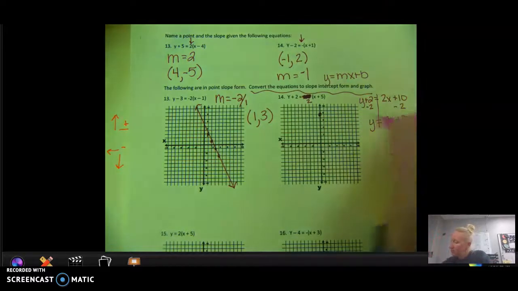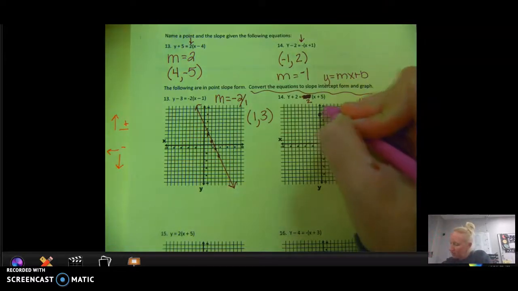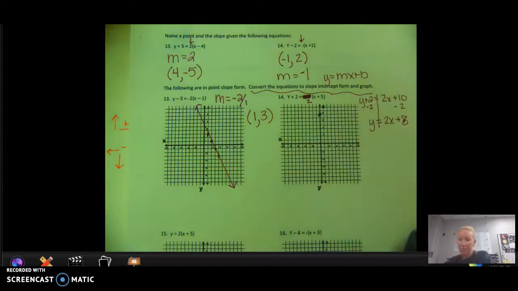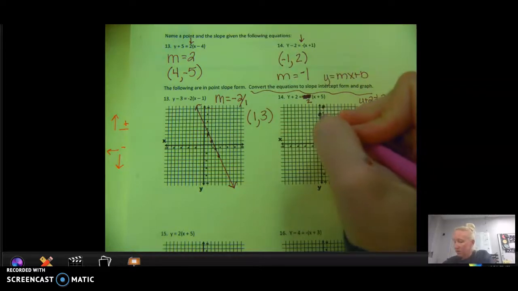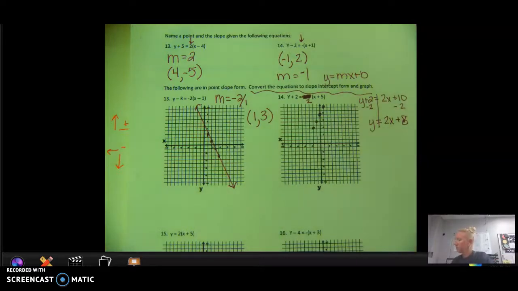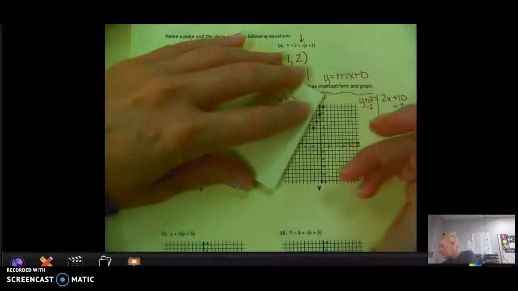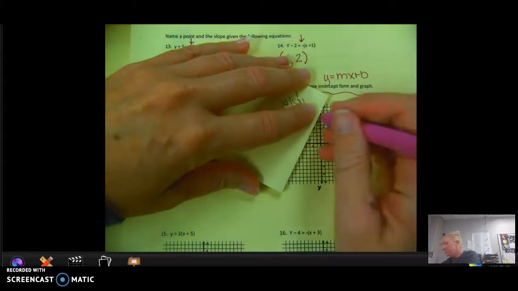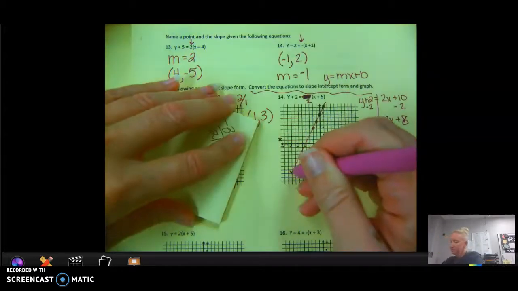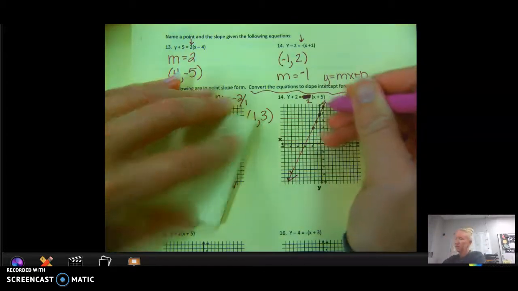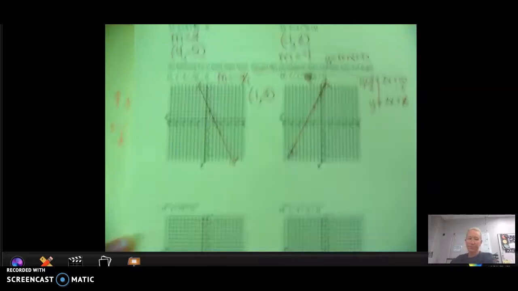And my slope tells me go up 2 over 1. So up 1, 2 over 1. Well, I can't go anymore, and I want to put more than 2 points. So I'm going to go back to my original points. Instead of going up and to the right, I'm going to go down and to the left. I'm going to connect those points, and put arrows on the end. There's that line.